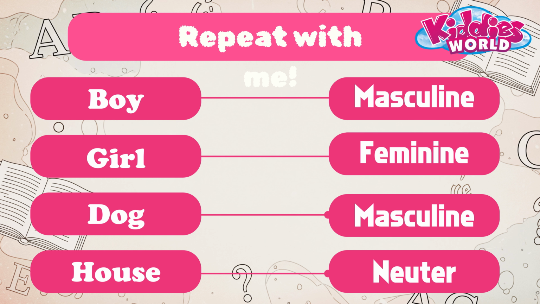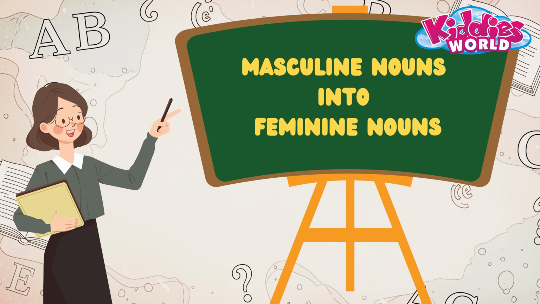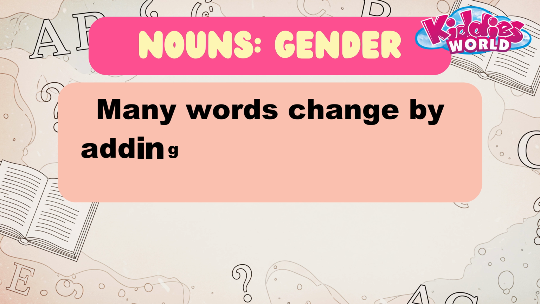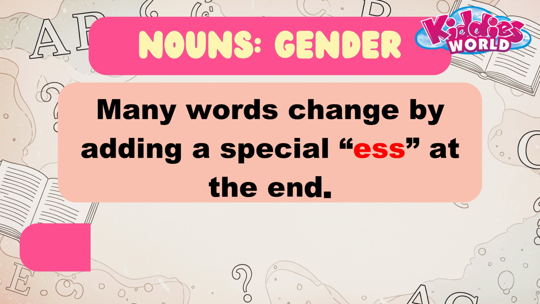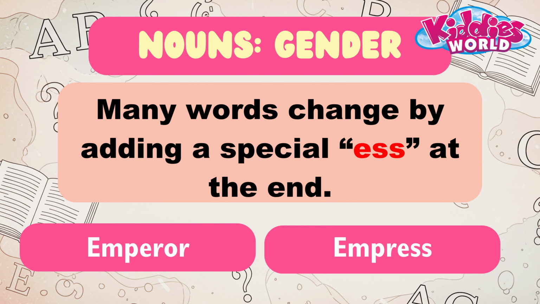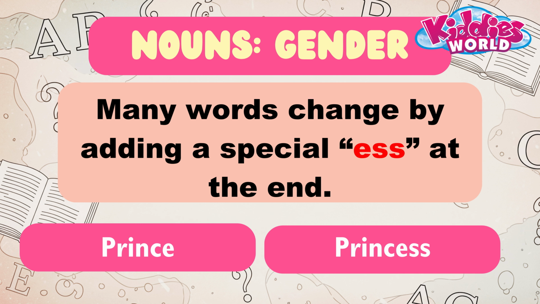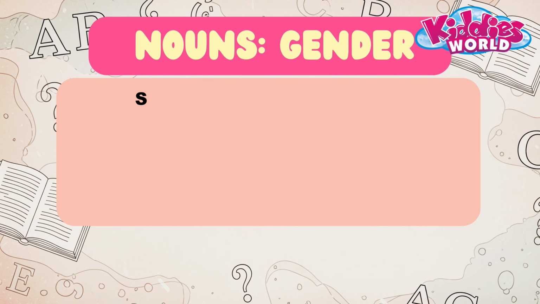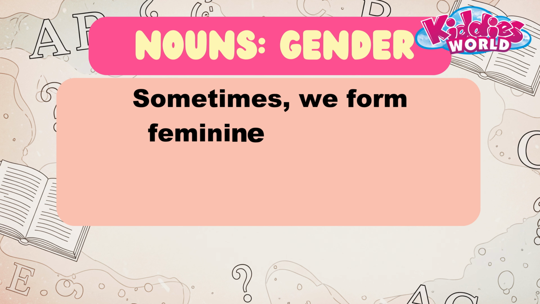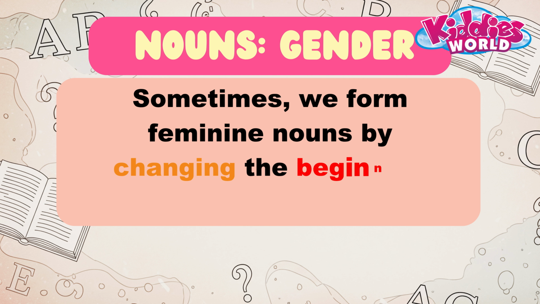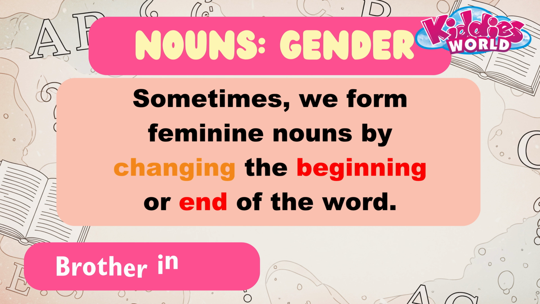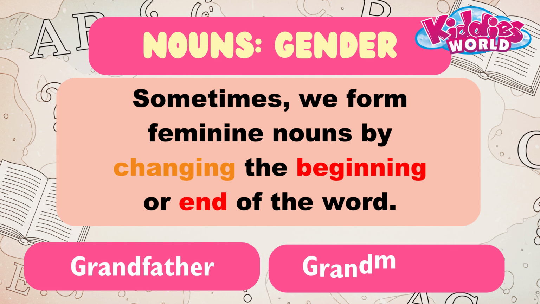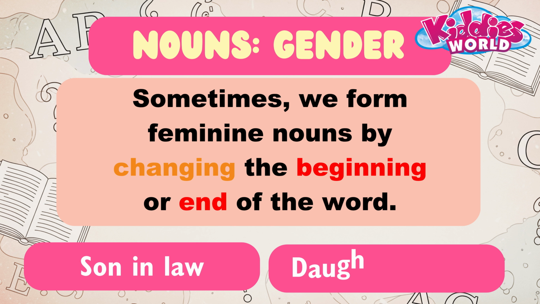Boy, masculine. Girl, feminine. Dog, masculine. House, neuter. Now, let's see how we can change masculine nouns into feminine nouns. Many words change by adding a special S at the end, like emperor becomes empress, prince becomes princess, waiter becomes waitress, actor becomes actress. Sometimes, we form feminine nouns by changing the beginning or end of the word. For example, brother-in-law becomes sister-in-law, grandfather becomes grandmother, son-in-law becomes daughter-in-law.